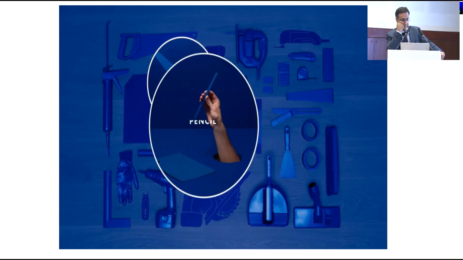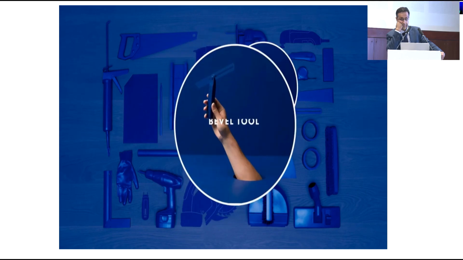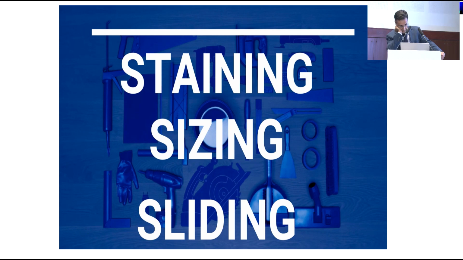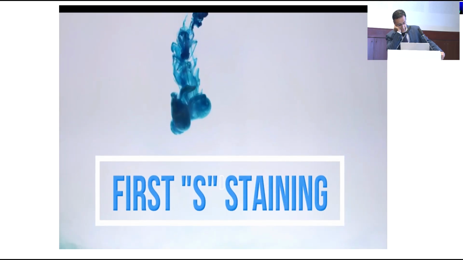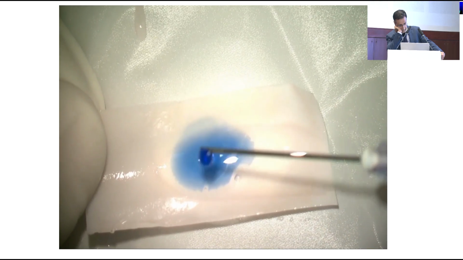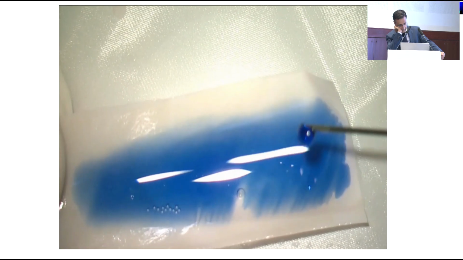We depict a surgical toolkit using 3 S's: staining, sizing, and sliding. First S, staining. It is true that the amniotic membrane is indeed difficult to see. It is white, translucent, and thin. Simply staining it with a few drops of brilliant blue dye solves the problem.